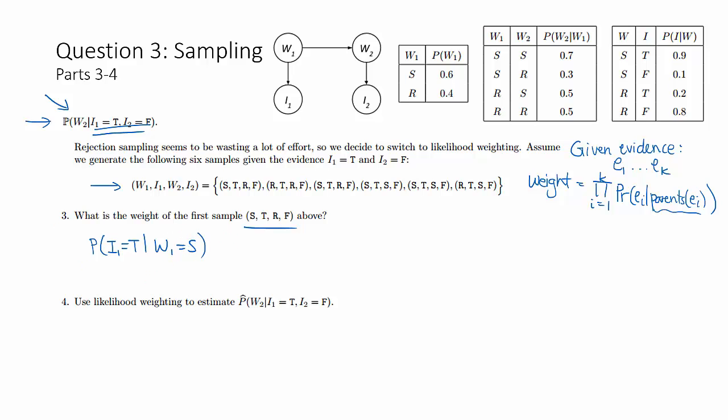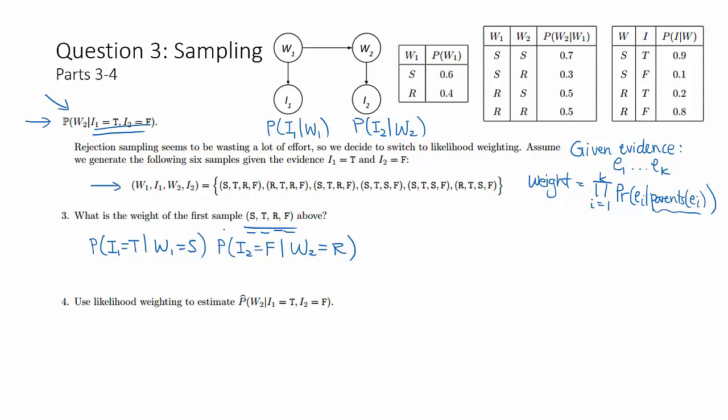Well, we have to look at the probability table stored at the evidence variable I1, which is going to be the probability of I1 given W1. This explains why this term looks like this: I1 equals true based on this value in the sample here, and W1 equals S based on this value in the sample here. And for the second term, we have the probability of I2 equals F, given that W2 equals R. Again, the reasoning here is we look at the probability table stored at I2, which is the probability of I2 given W2, and the value of I2 is going to be F, and the value of W2 is going to be R from this sample.